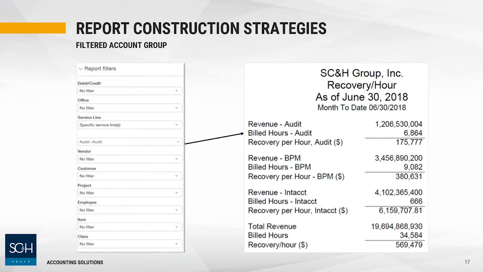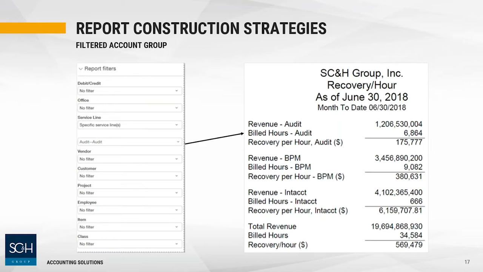A very simple example of this for this implementation is the departments. If you see on the screenshot on the right-hand side, you have that same recovery per hour calculation for several different departments within the firm. So the audit department and the business performance management department, we had an Intacct department. And so again, each of these represents transactions that were actually entered with a certain department designated.